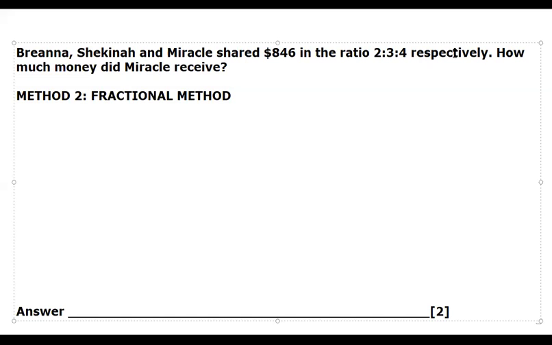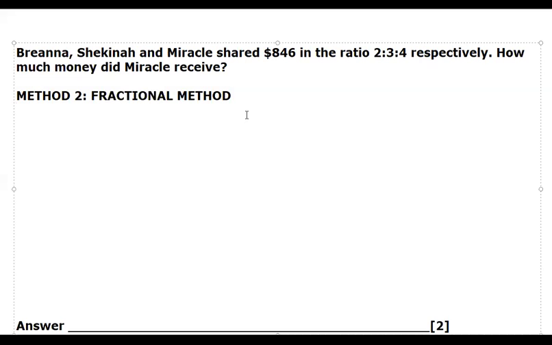So the other method, method 2, is the fractional method. This is slightly different, but it gets you back to the same answer. Again, we are solving for Miracle. So what we do is, let's figure out here. Our Miracle, she receives the majority, right? She gets 4 out of the total.